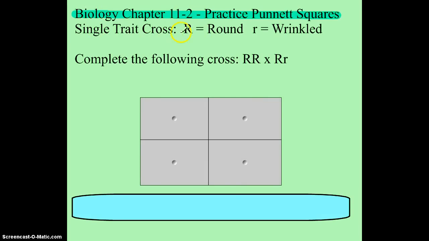So for our first cross, we're going to focus on the seed shape of Mendel's peas. Round is dominant, and wrinkled is recessive. So we have a capital letter for the dominant round. We have a lowercase letter for the recessive wrinkled. So let's complete the following cross that you see here. We're going to cross an individual that is homozygous dominant with one that is heterozygous.